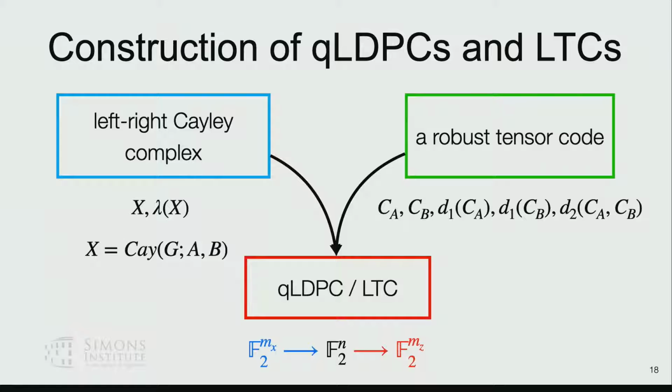You pretty much do the same thing for quantum LDPC codes. Now you have to move one dimension higher, so we are doing a two-dimensional construction. Here we take a left-right Cayley complex, which has this two-dimensional structure. To reflect this structure, we take two codes, C_A and C_B. In this context, we now also have two kinds of distance. D1 is the usual distance, but there's also D2, which is about this robust property that appeared in the theorem statements.